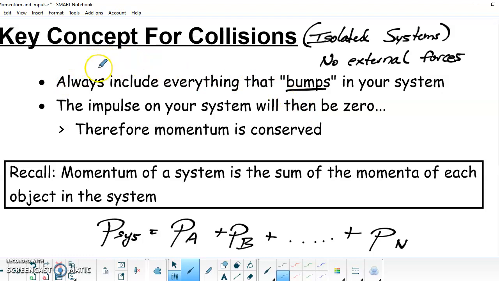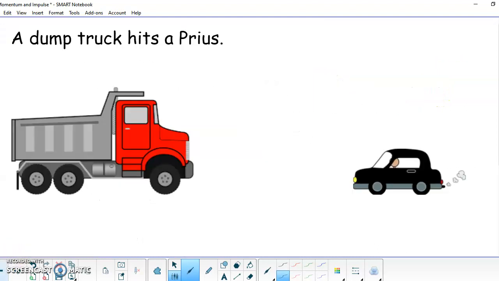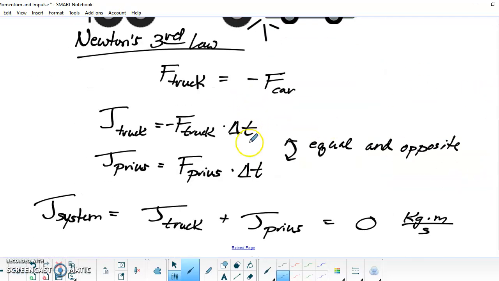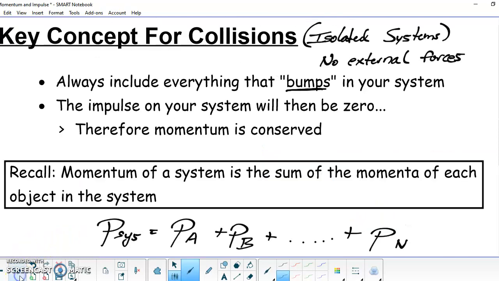So for collisions, if you have a collision in a problem or an explosion, always include everything that runs into each other, everything that bumps in your system. If you include everything that bumps, that means we're including all the forces that have the same time interaction, which would cancel out impulses, which would mean our system has no change in momentum. So you always want to include everything that runs into each other in the system.